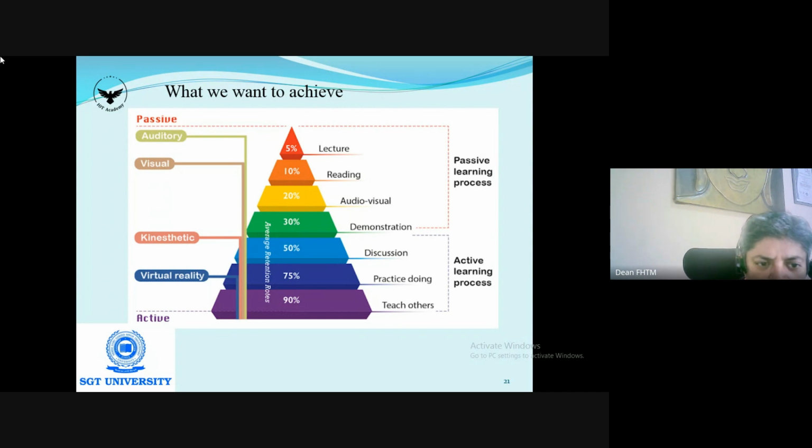Whereas the moment we move into the learner centered activity, 50% is given to discussion. This is called active learning process. When the student practices doing something, retention is 70%. And lastly, if you have a student lead the session, 90% of the concept is clear with the student. So we all need to understand, we have to move off from the passive learning process into the active learning process to better achieve our teaching outcomes. Next.